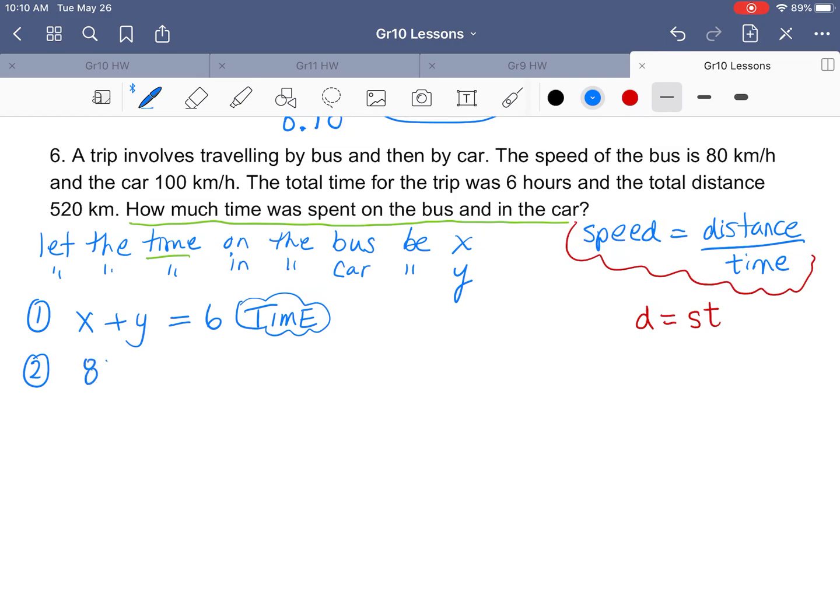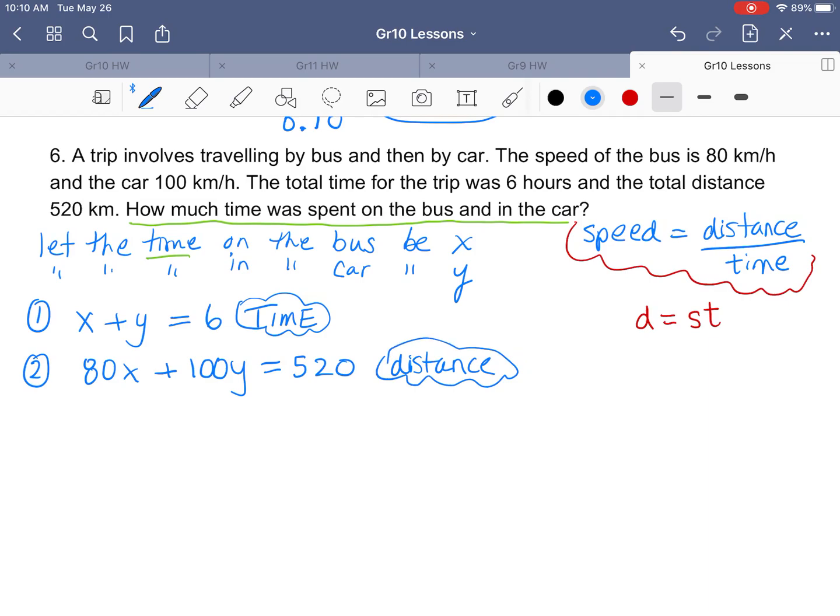So we are going to use 80x to represent the distance that the bus has traveled, because the bus is going 80 kilometers per hour, which is our speed, and we're multiplying by x, which is our time, and we're going to add it to 100y. So the speed of our car times the time it takes our car to travel. And our total here is 520. So this, we are doing distance.